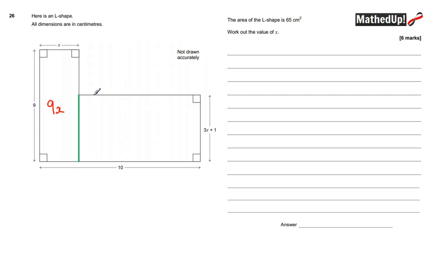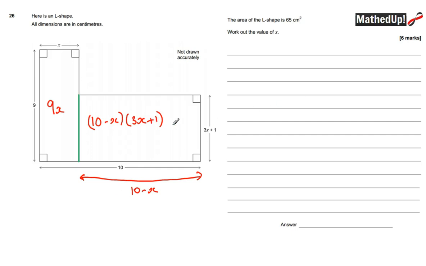And I need to come up with an expression for the area of this rectangle. I know that this length here is 10 centimeters. I know that this length here is x. So I can write down this length here, which is going to be 10 take away x. So that means that the area of this rectangle here is going to be given by this length, 10 take away x, multiplied by this length, which is 3x plus 1.